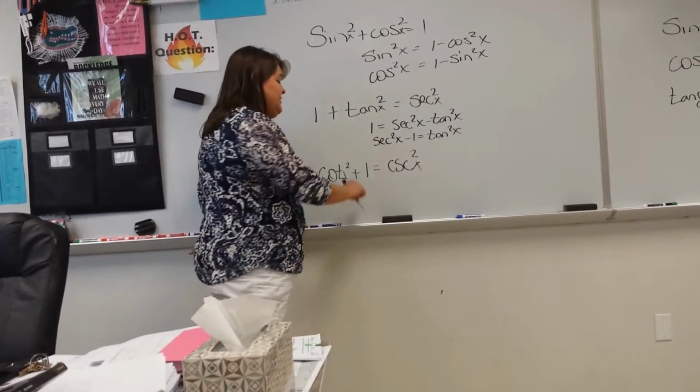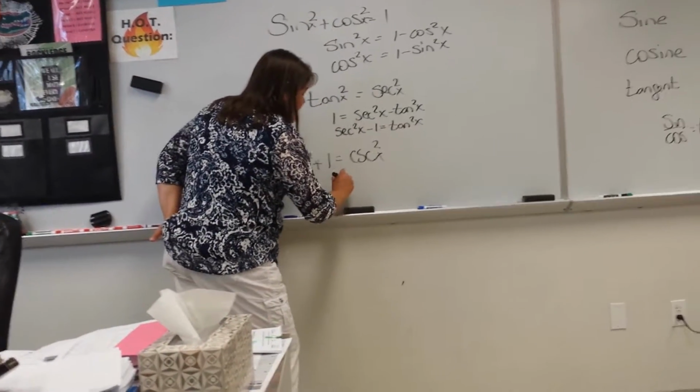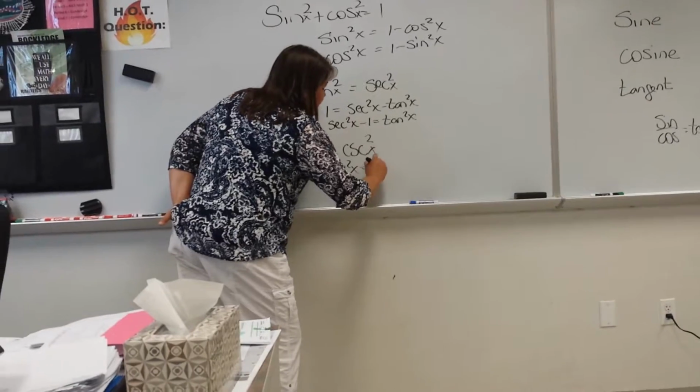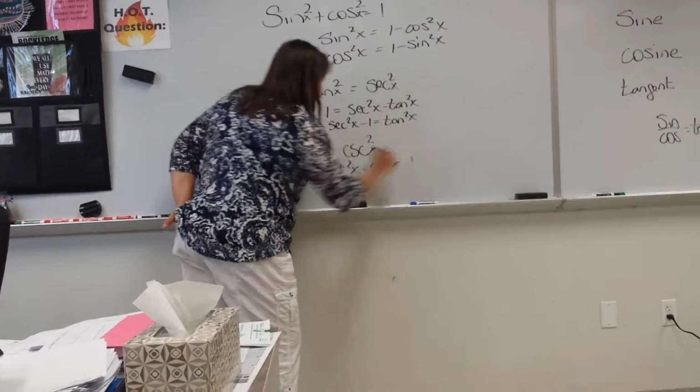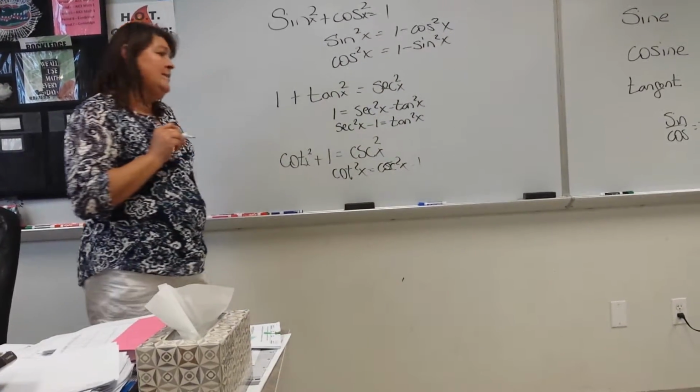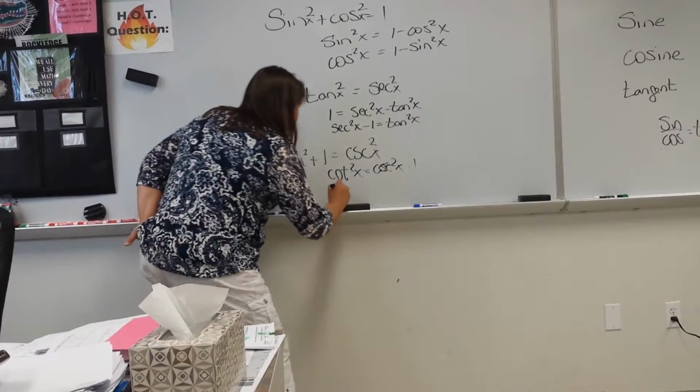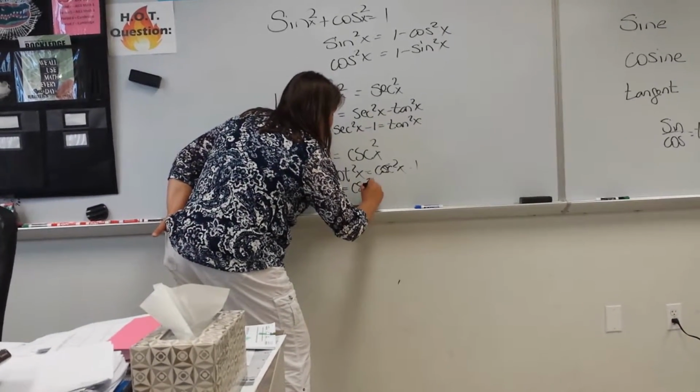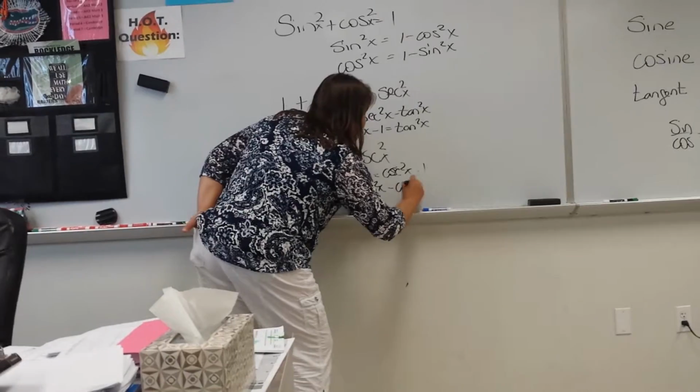Okay, so what's the last two here? Do you guys agree that cotangent squared is cosecant squared minus 1? And then 1 is equal to cosecant squared minus cotangent squared.